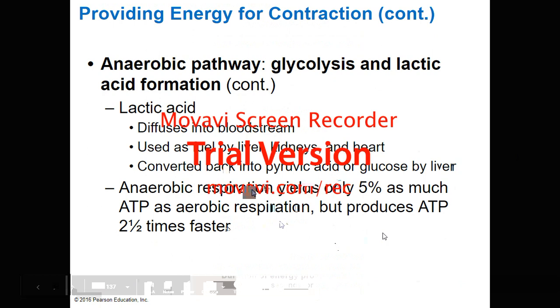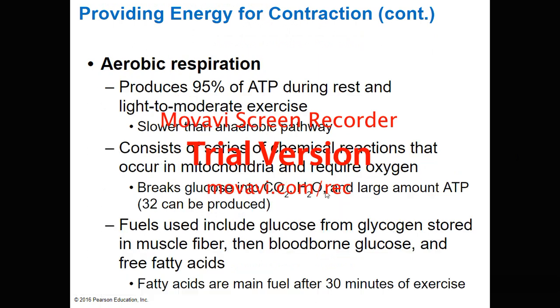And then you're going to generate a lot of electron carriers that are going to carry the electrons to the electron transport chain, which is still in the mitochondria. And then in the electron transport chain, those electrons get passed down and passed down and passed down the chain until they reach oxygen, which is the final electron acceptor that generates the water. Okay, so between those two processes, you can produce around 32 ATP. All right, so this fuel includes glucose from glycogen stored in muscle fibers, then blood-borne glucose and free fatty acids. And just note that fatty acids are the main fuels after 30 minutes of exercise.